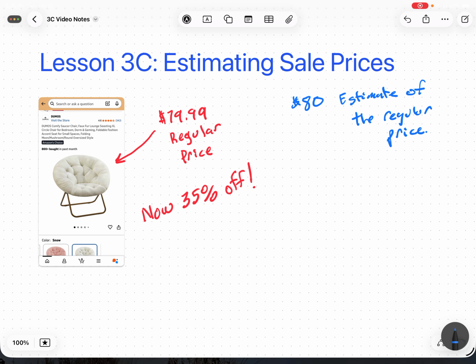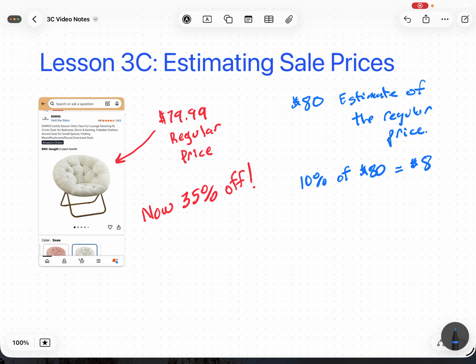Once we have this 80 to work with, notice it ends in a 0. It's a multiple of 10. It's pretty easy to get 10% of that value. I'll tell you in a minute why I'm going for 10%, but let's just write this down right now: 10% of $80 is $8. And the rule of thumb is when you want to find 10% of a number that ends in a 0, you just take off that last 0 on the right.